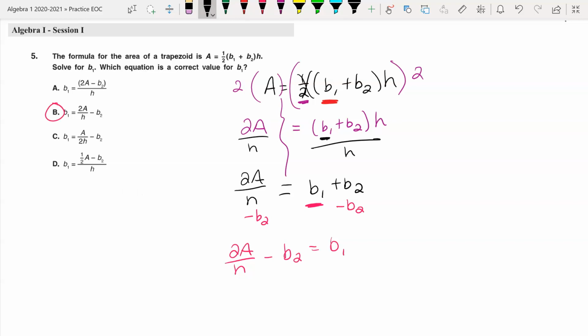Again, a lot of this is just thinking about what is the opposite of what I need to do to get it to the other side of the equation in order to get the variable or whatever they want me to get by itself.